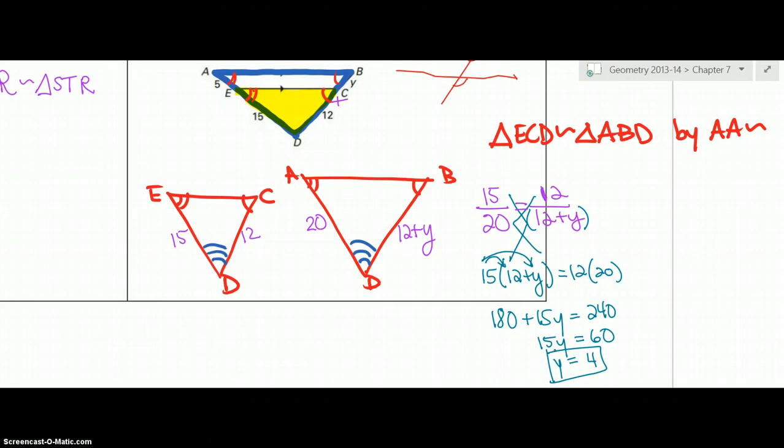Now, somebody said earlier, doesn't y have to be 5? No, they have to be proportional. They don't have to be equal. Okay? So 5 over 15 would have to equal 4 over 12, and if you checked that, it would work out. Okay?